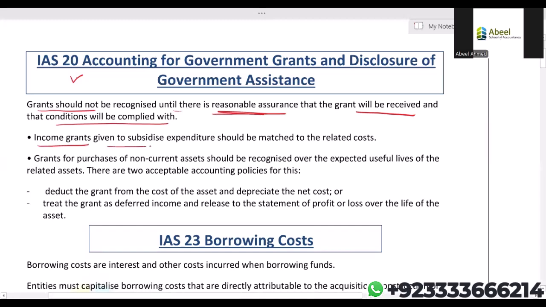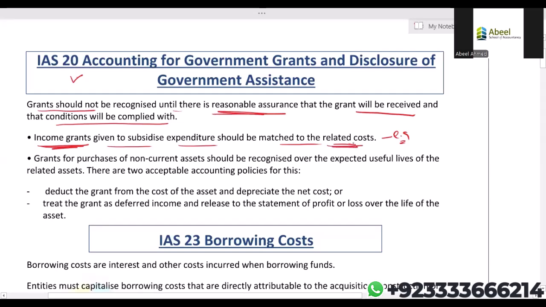Income grant, given to subsidize expenditures, should be matched to the related cost. For example, if the government tells you at the start of the business that it will contribute around 30% of, let's say, your employees' salaries, then the company will be paying 70% and the government will be paying 30%. That sort of grant is an income grant, and it relates to the cost, so it must match with the cost.